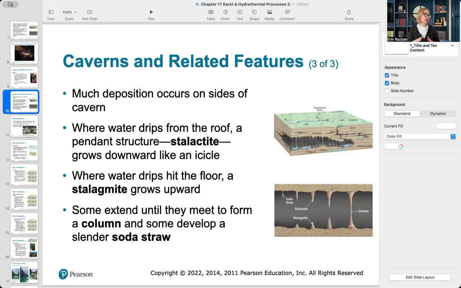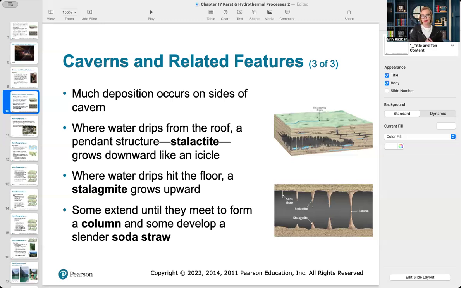Then we have stalagmites, and I think of them as mighty, growing upward from the floor. When water drops from the ceiling and hits the floor, it splashes and deposits minerals that gradually build upward. So you can remember the difference because stalagmites are mighty. They someday will reach the ceiling.